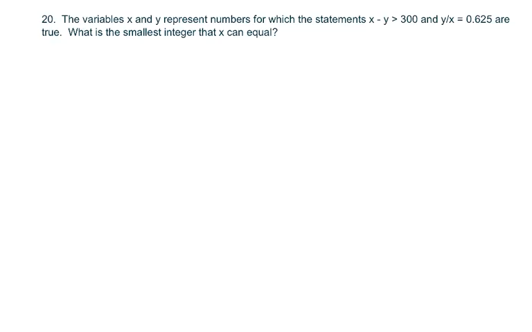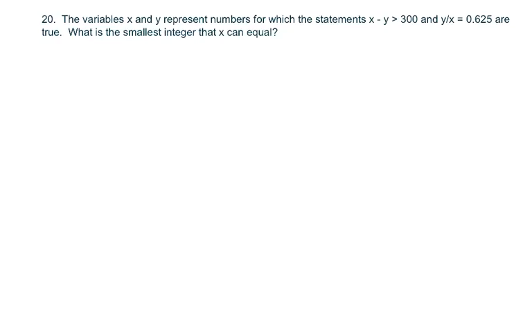Okay, the next one. So we have two scenarios here, and I'm going to rewrite them. When you have two unknowns, what we want to do, sorry about that, is rewrite this. We have x minus y is greater than 300. And we have y over x is equal to 0.625.